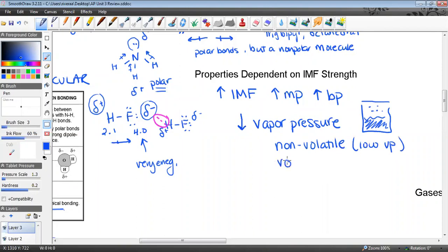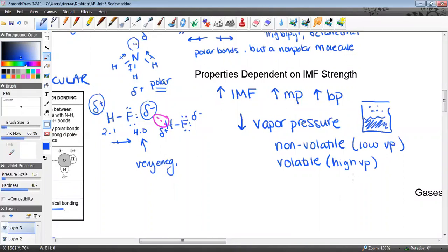Non-volatile means low vapor pressure, meaning they do not easily become a gas. And if we want to use the word volatile, see, Austin, these are adjectives, not nouns. Volatile substances have high vapor pressures because they readily or very easily become a gas. Okay.